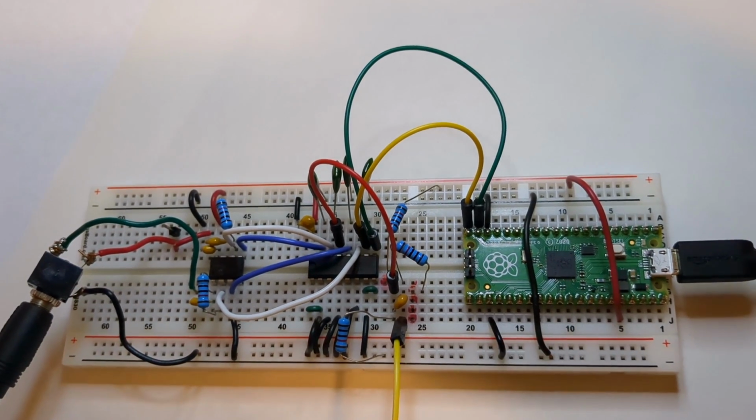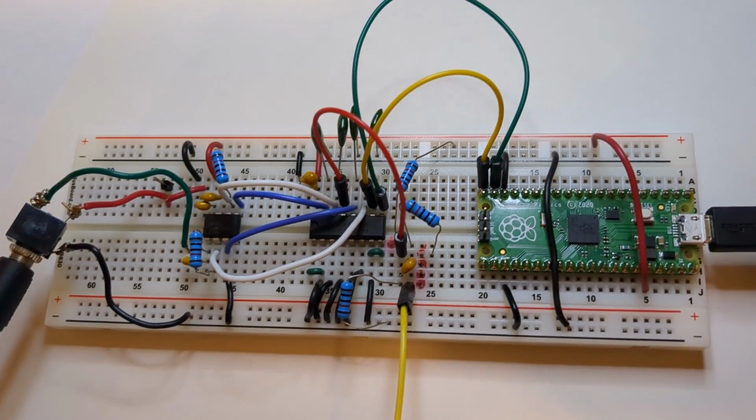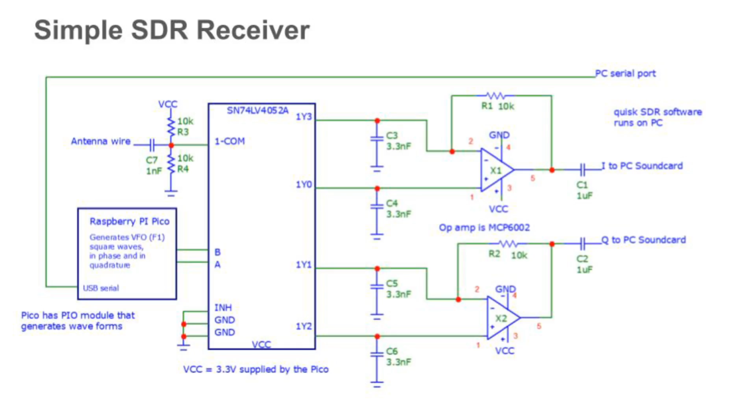Here's the radio built on the breadboard. You can see it's a simple and even crude thing. The yellow wire goes to the antenna. The wire on the left goes to the audio jack of the PC. It's easier to see on a schematic. The SN74LV4052 analog multiplexer and the 3.3 nanofarad capacitors implement the Tayloe mixer as described in my previous video.